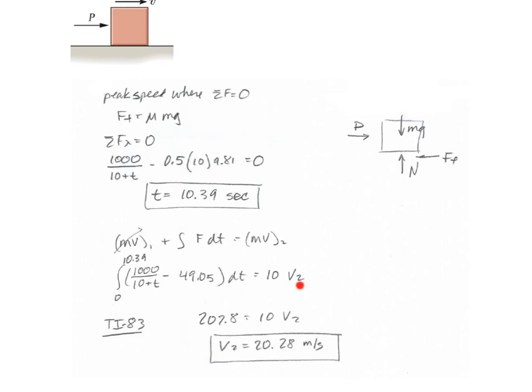Now, what we're looking for is the maximum speed, however, so that happens when the sum of the forces is equal to mass times acceleration, which is equal to 0. So we find the time at which the speed is maximum, or acceleration is equal to 0, and that's your integration limits.